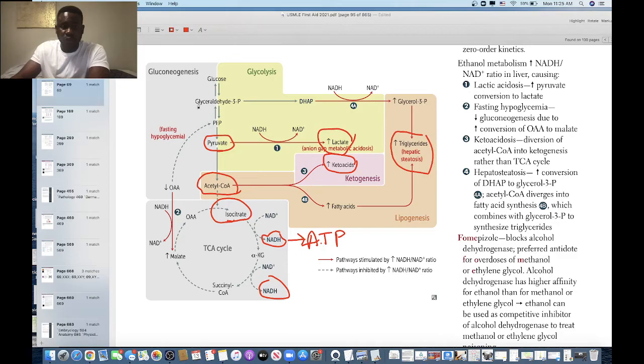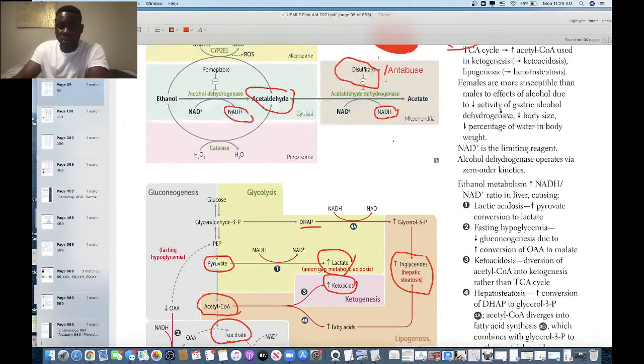Next, over here you can see that we can also have conversion of glyceraldehyde 3-phosphate, or G3P, to DHAP, that's dihydroxyacetone phosphate, right? And then this will also be converted into glycerol 3-phosphate. Glycerol 3-phosphate can also be used to make triglycerides. So we'll have more hepatic steatosis over here. We can read here quickly. It's the same thing that I've talked about.